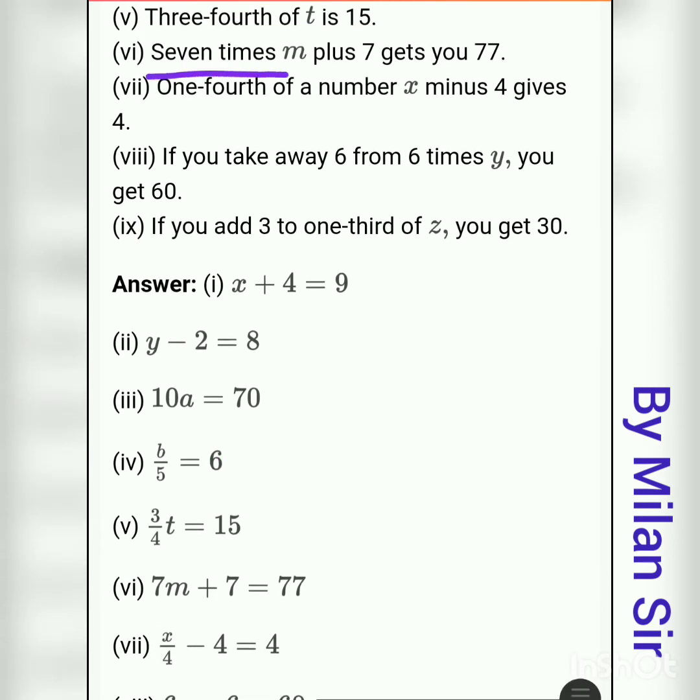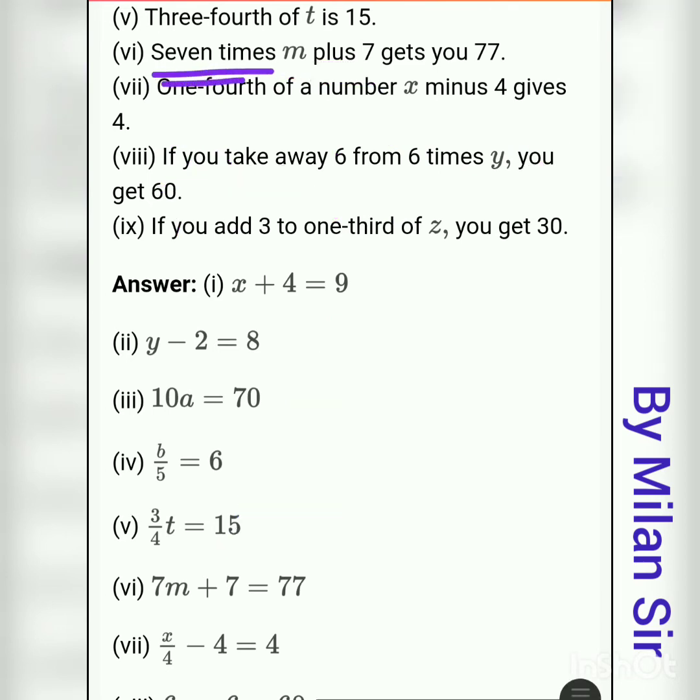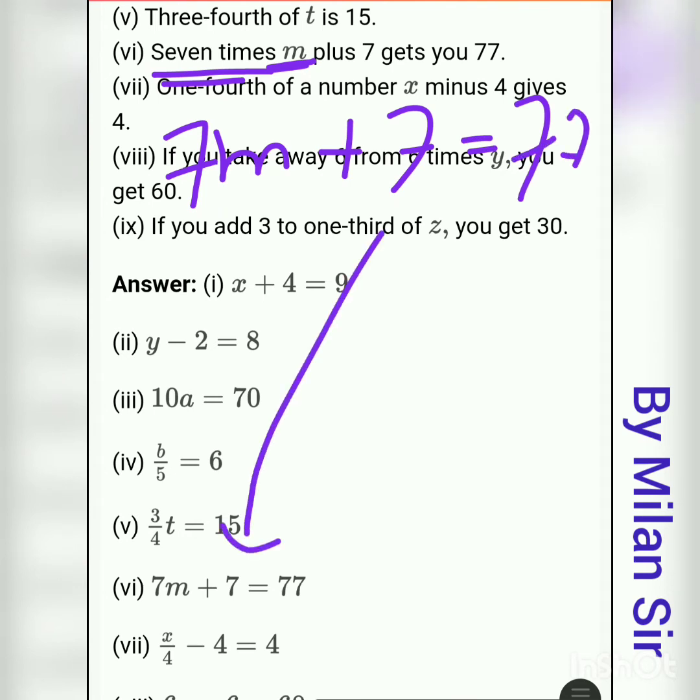Now 7 times m, times means multiply, right? So 7 multiply m is 7m, plus 7, so "plus 7 gets you" means the answer is 77. So 7m plus 7 is equal to 77. Again, 7 times m is 7m, plus 7 gets you 77. So 7m plus 7 is equal to 77.